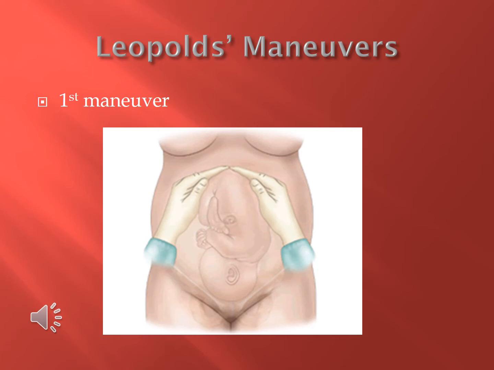The fetal head feels smooth, globular, and firm. Breech presentation feels irregular, rounded, and soft, and is less mobile.